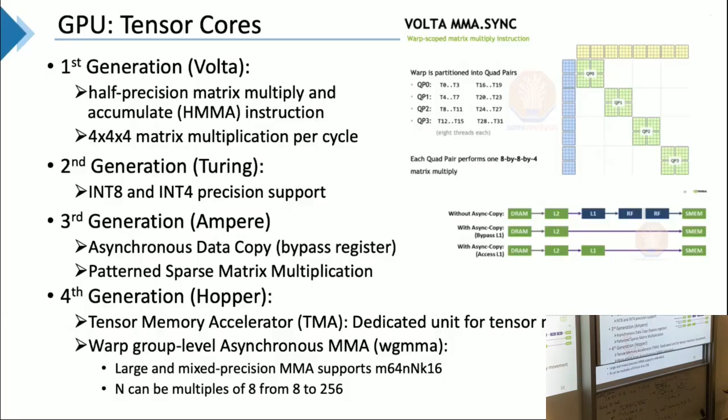And in the fourth generation, they have more aggressive improvements. For example, they have the TMA, Tensor Memory Accelerator, which is dedicated to tensor memory movement. They also introduce WGMMA, workgroup-level asynchronous matrix multiplication. So compared to the 4x4x4 matrix multiplication, later on they have workgroup matrix multiplication supporting larger matrix dimensions. So there are different features of tensor cores.